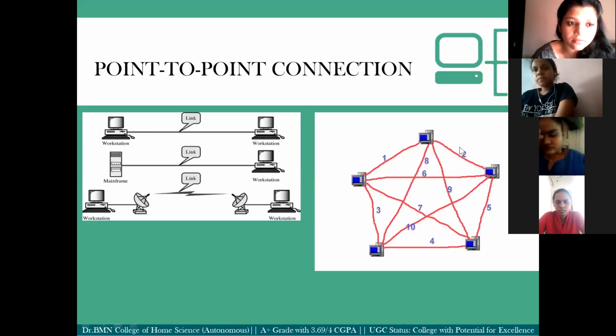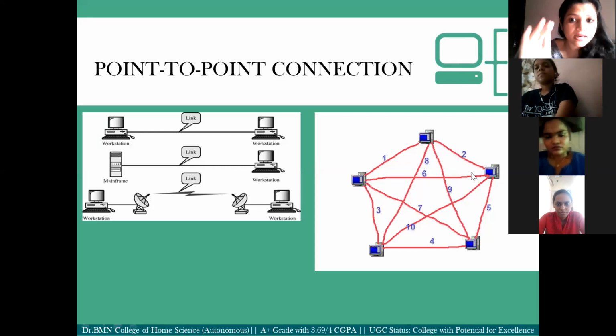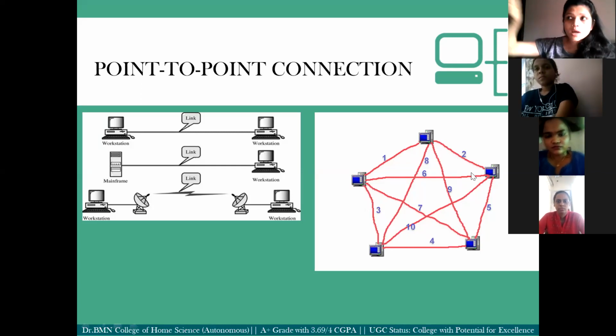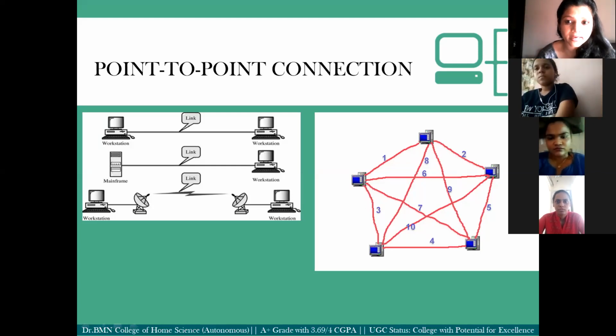One transmitter, one receiver, and the entire capacity of this link, meaning the bandwidth of that wire, of that channel, is utilized by these two devices only. No other machines can transmit on this line. That is what you mean by a dedicated channel. This link is dedicated only for me. Nobody else can use the same link. That's point-to-point connection.